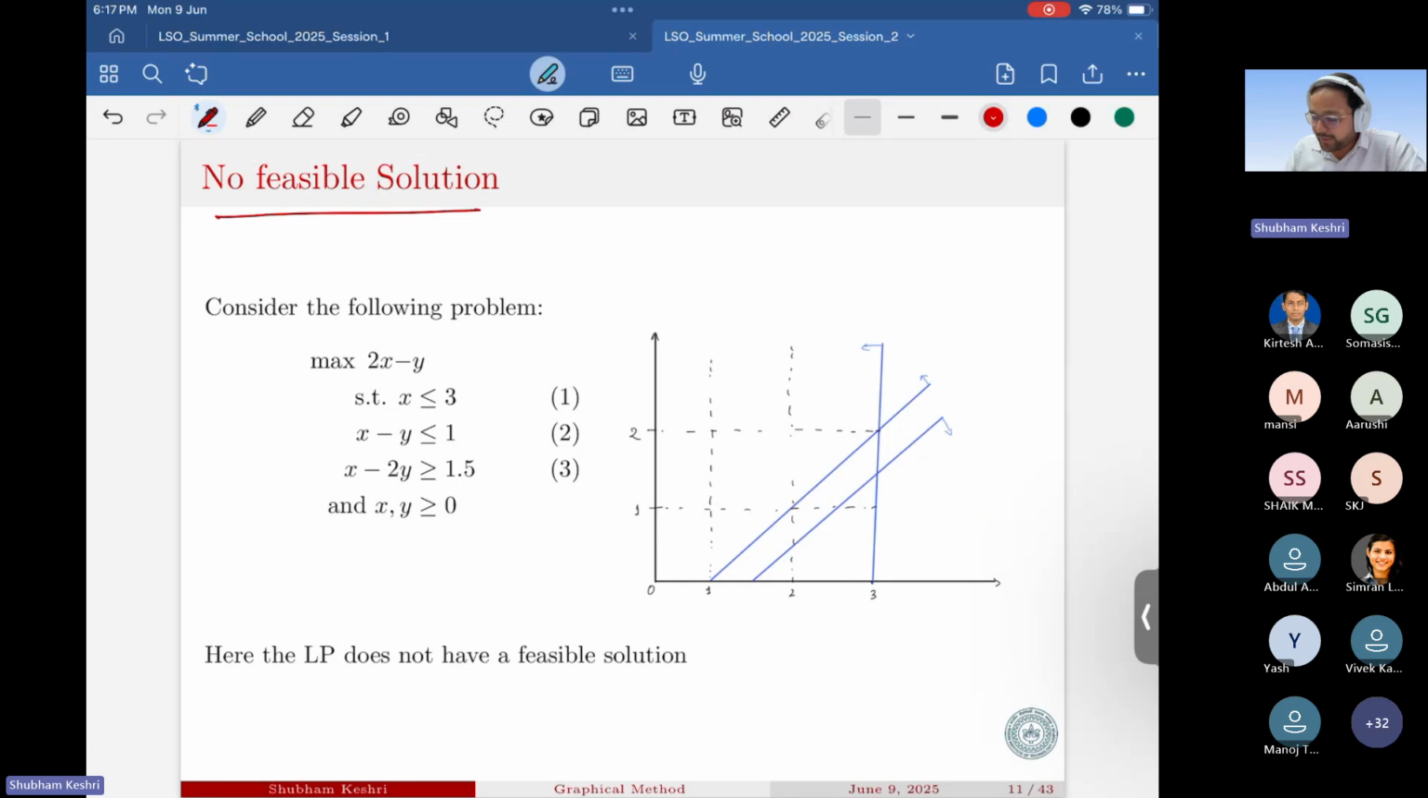Just for the sake of completeness, I have a problem which is infeasible. So if you plot the constraints, you will see that one is in this direction, one is in this direction, and one in this direction. So there is no feasible region in this problem. Therefore, the problem is infeasible. The LP doesn't have a feasible solution. Is that all right?